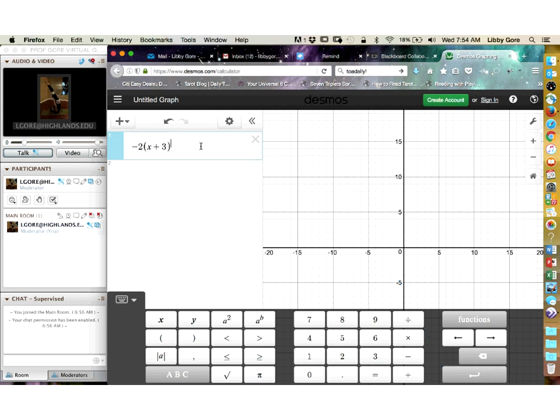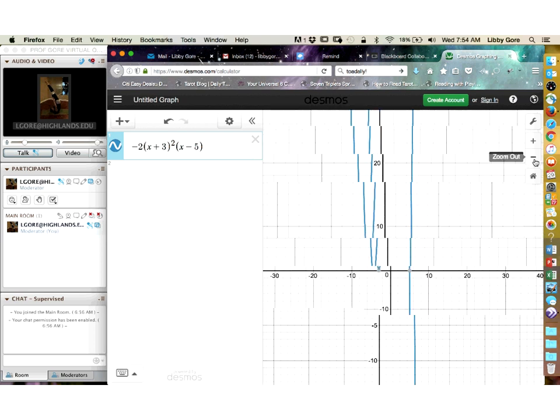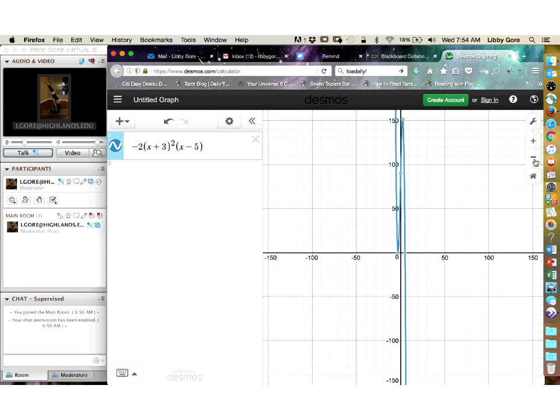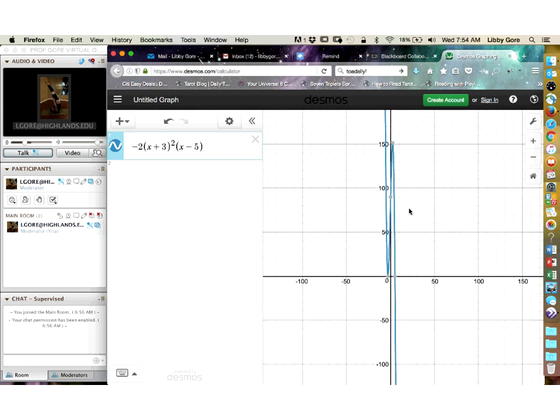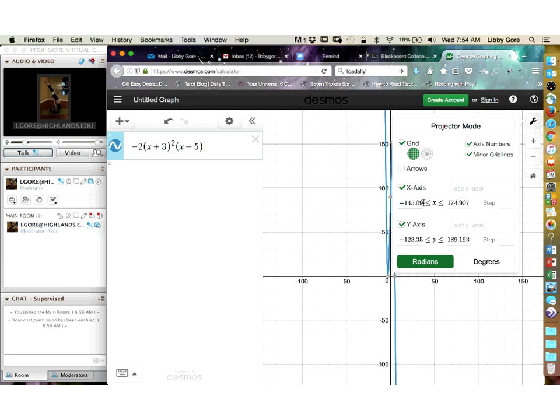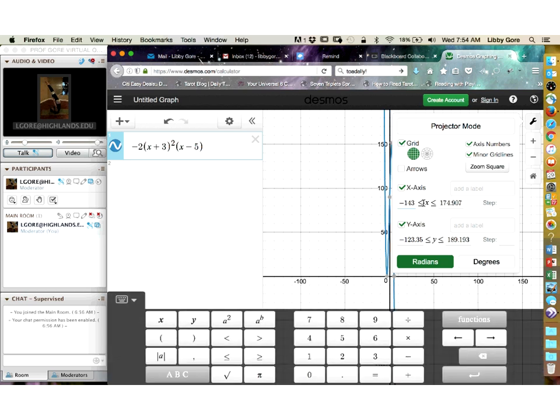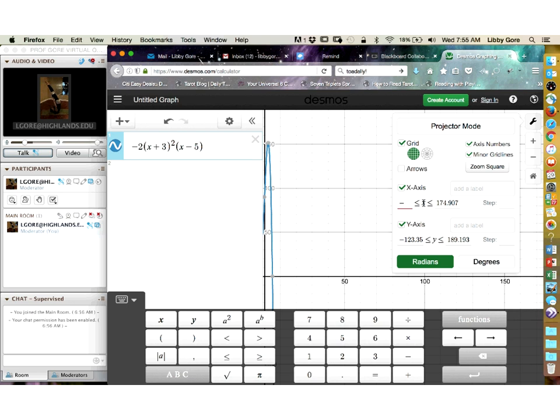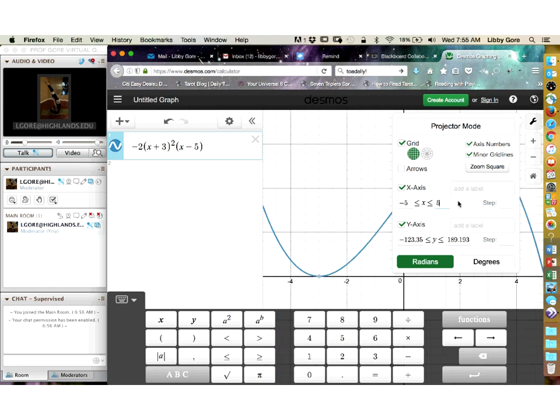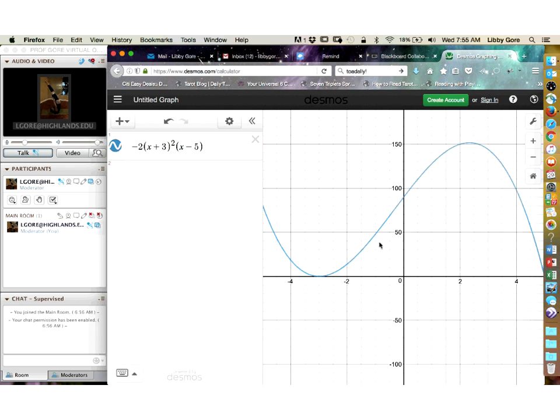Negative 2 times x plus 3 squared times x minus 5. Now, there is a way to calculate your maxima and your minima, but that's calculus. So you won't know that until you get into calculus. Okay, we can see from this graph, let me spread this x-axis out a little bit, because we don't need to see this much of the x-axis. Let's go from negative 5 to 5.